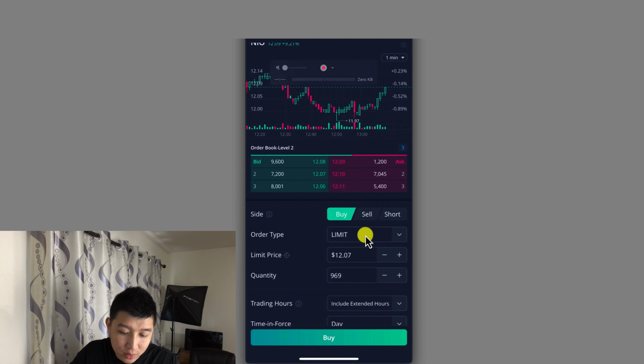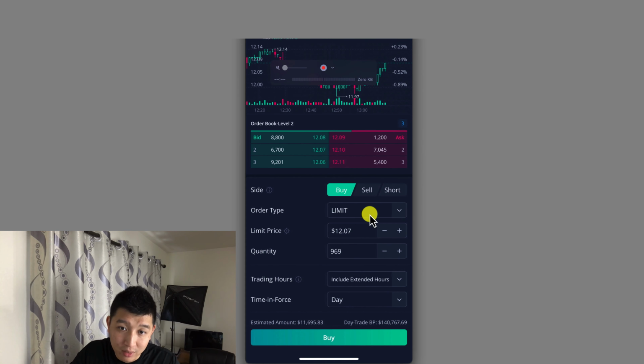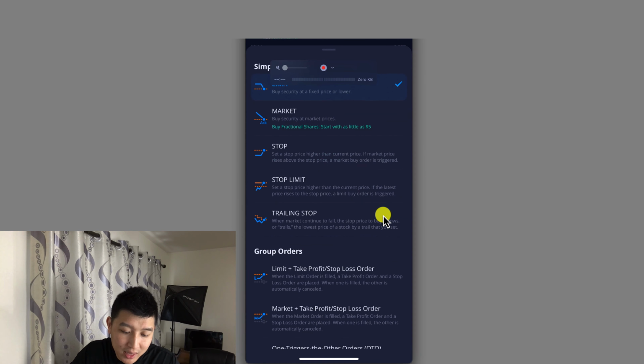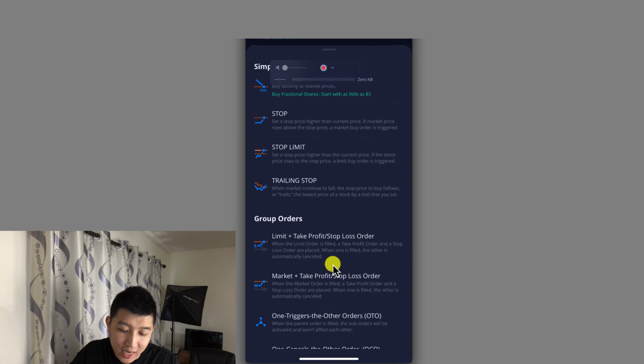So I'm going to scroll down, and the order type right over here is set to limit. Click that, and this is how you're going to find your group orders. Group orders is right here, and there are two different ones, the take profit and stop loss order. One is the market. Basically, the market will just execute immediately for your trade, paying the market price. And the limit is where you can set everything.